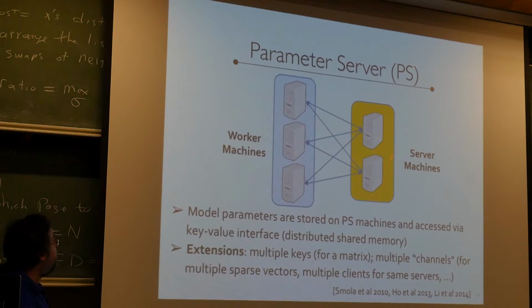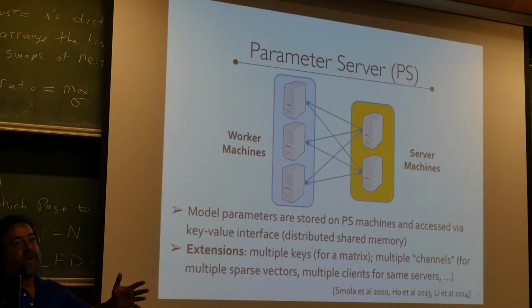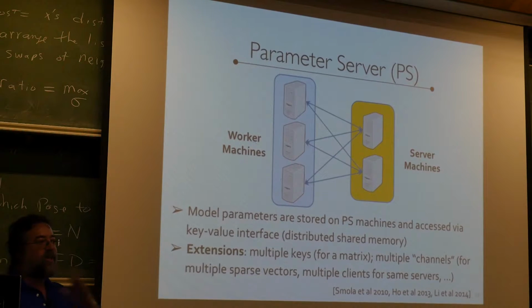Sometimes there will be multiple channels, and each channel you can think of as the name for a different parameter space. That might be useful if, for example, you're using the same parameter server cluster to train a new version of the parameters for tomorrow, and also serve yesterday's parameters to clients that are using those for, I don't know, ad placement or something like that.